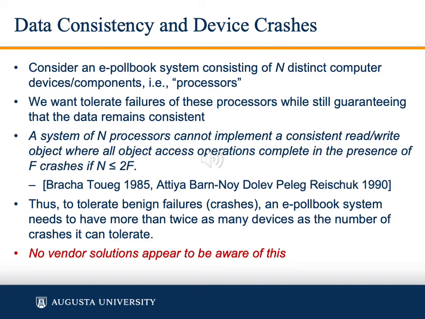As you have already heard, commercial e-pollbook solutions do not guarantee absolute consistency. On top of that, they also imply that they are able to tolerate crash failures without specifying any limits. In some cases, even implying that as long as one check-in system remains active, the system can operate. Well, this flies in the face of a very well-known result, that even for a static system, you need to have a majority of non-faulty components to tolerate failures.